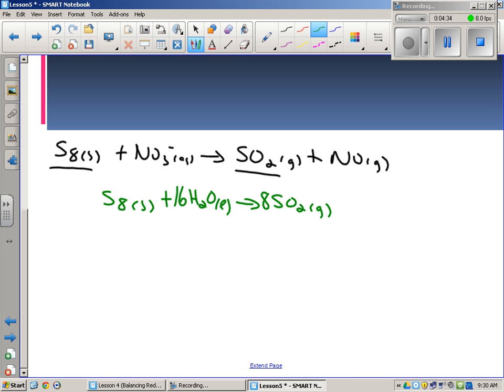Now, it says it's under acidic conditions. Acids mean what? H+. How many H's do I have on this side? 32. So I'm going to add 32 H+ on this side. Because remember, if I have 16 waters, well, 32 H's, I'm going to add 32 H+ on that side.